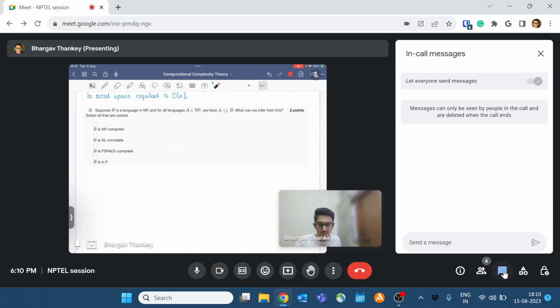Okay, so let me tell you what the answer is, and then I can give the explanation. The answer is B is NP complete. The reason is the following. At a high level, if A is log space reducible to B, then A is polytime reducible to B. So this is the claim. And what is the precise meaning of the term log space reducible?